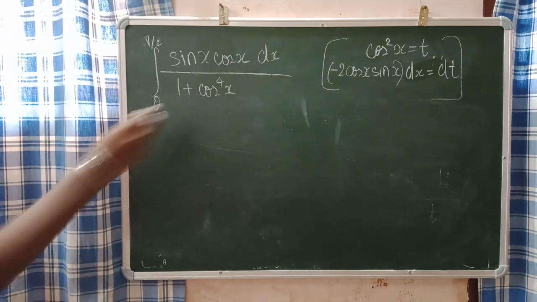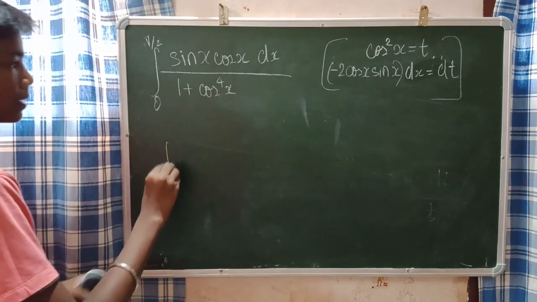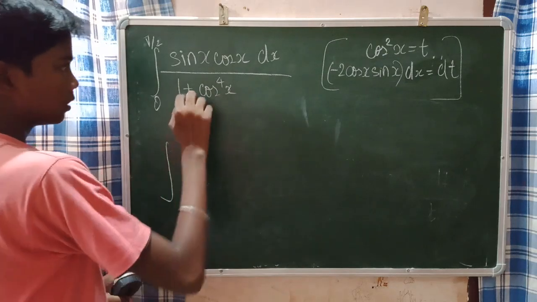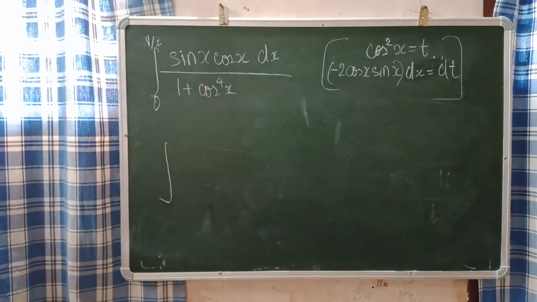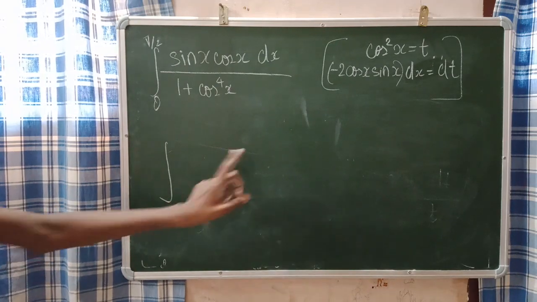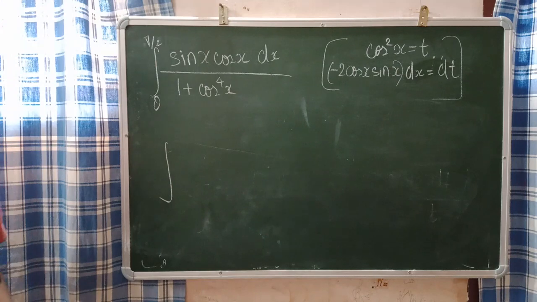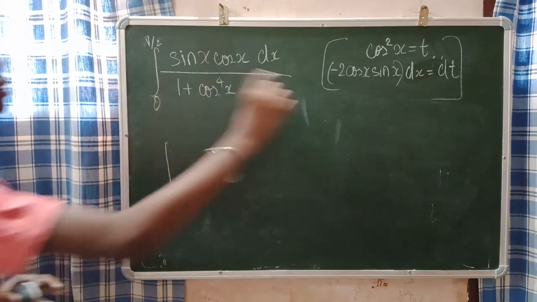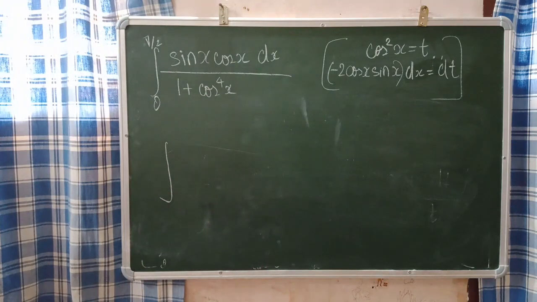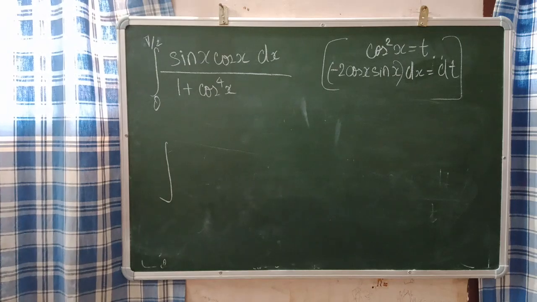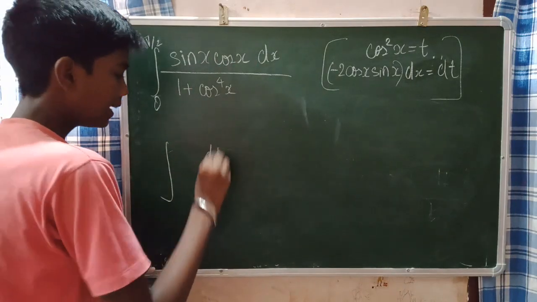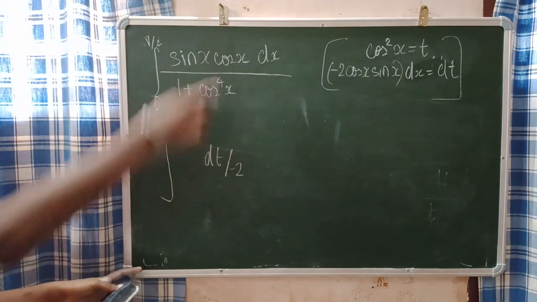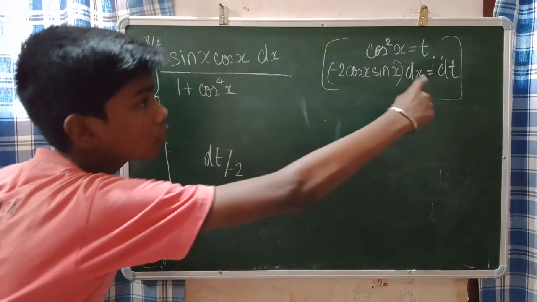Now after this, when you use the substitution in this integral, this same integral can be written as sin x cos x dx. What is sin x cos x dx? When you use the substitution, we know that minus 2 cos x sin x dx is equal to dt. So here I am having sin x cos x dx. I am not having the minus 2. So what I can do is, I can write this numerator as dt by minus 2. Correct now? Then only I will get sin x cos x dx, because minus 2 cos x sin x dx is only dt.